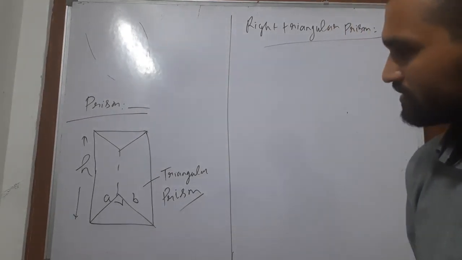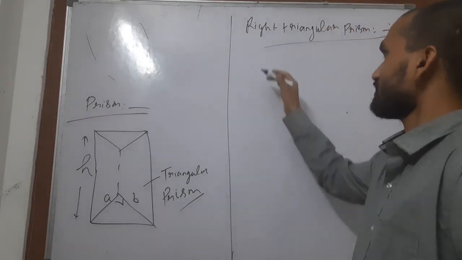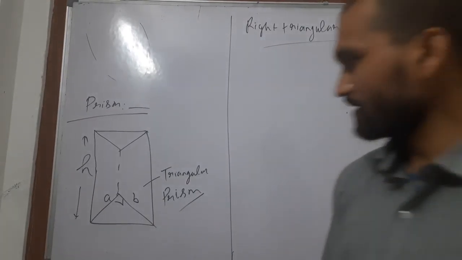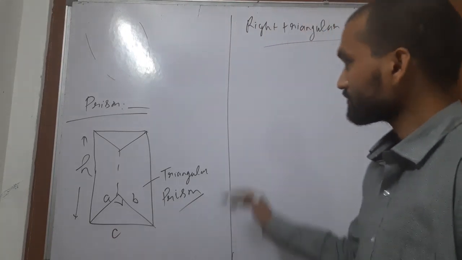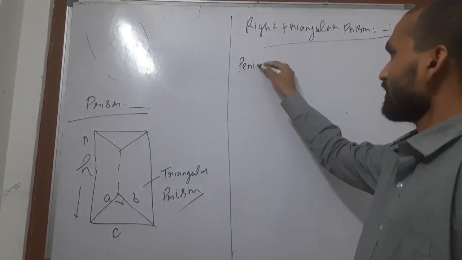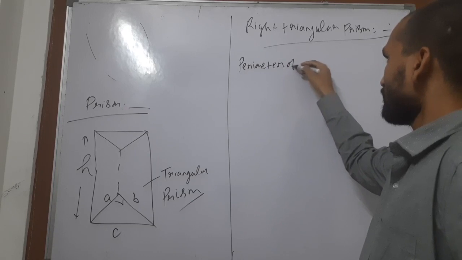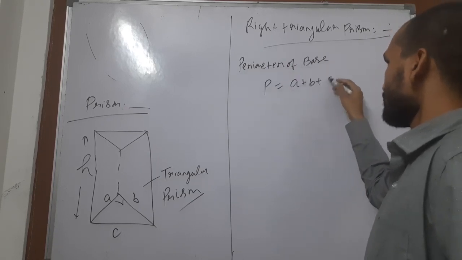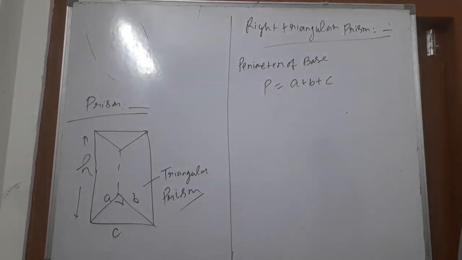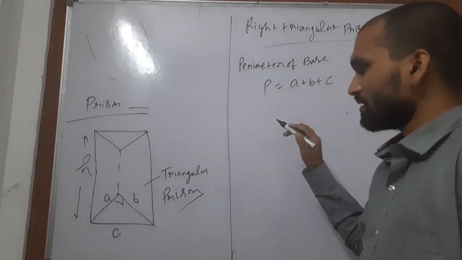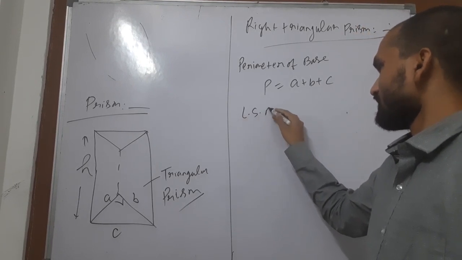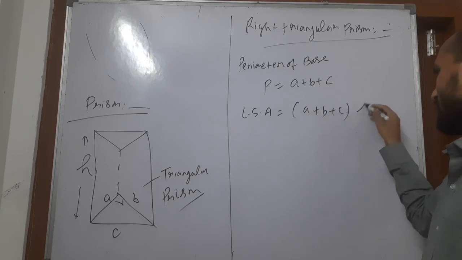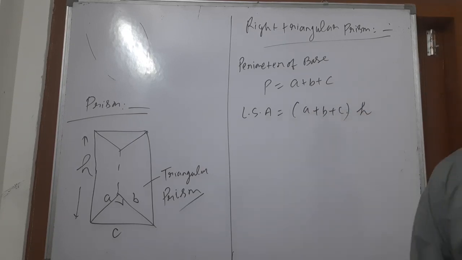So first of all, we should discuss perimeter of base. What is perimeter of base? Perimeter of base P will be A plus B plus C. Okay, now we should discuss LSA, lateral surface area. LSA will be A plus B plus C into H, means perimeter into height.